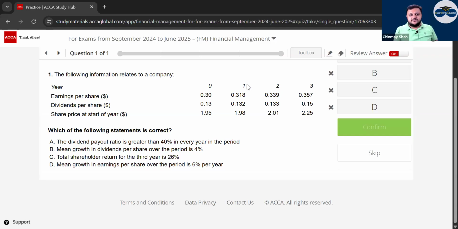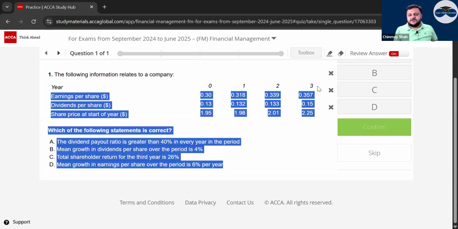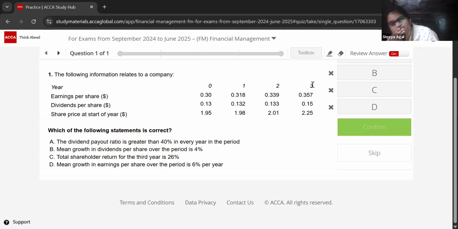See, this is first year end, this is second year end, and this is third year end. For the third year, the start is 2.01, end is 2.25, correct? And dividend received throughout the year is 0.15, correct? So find out quickly: is it 26% or not 26%? Dividend is 0.15, share price at the start is 2.01 and at the end is 2.25. How much is TSR?